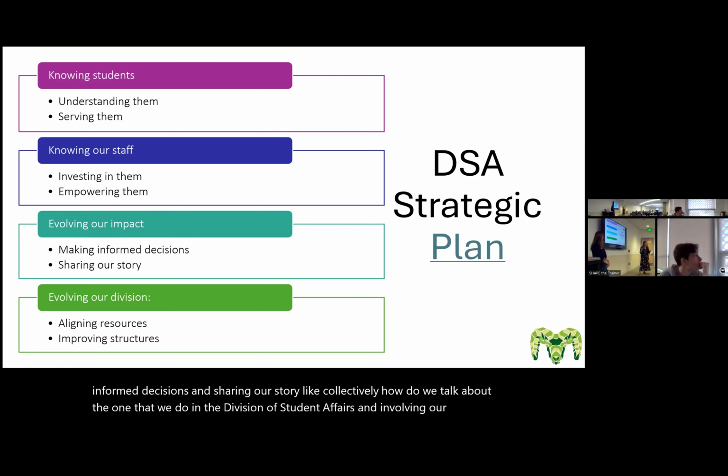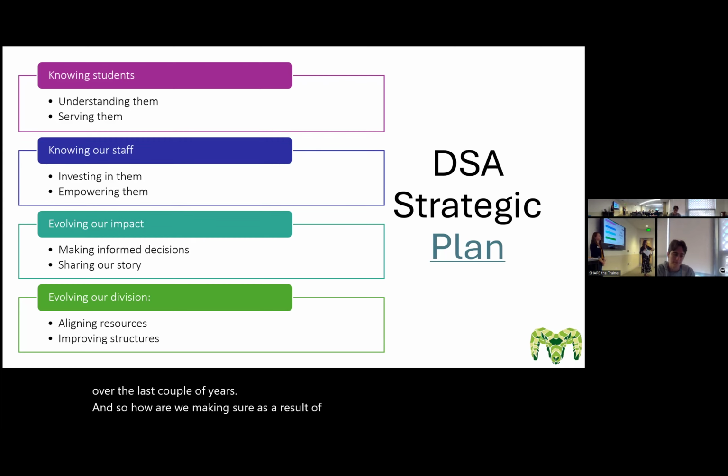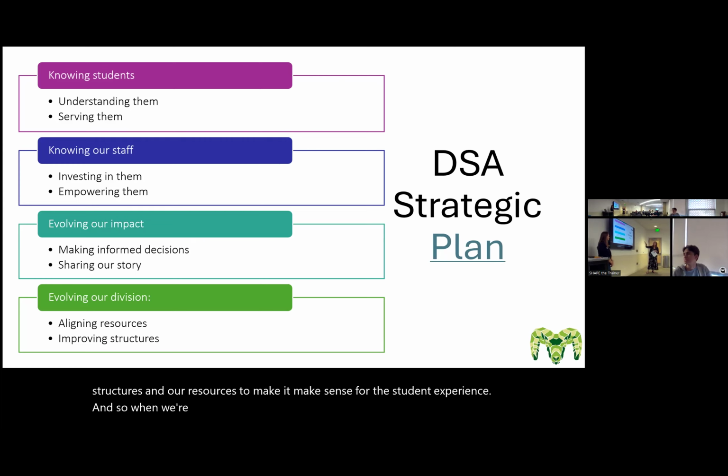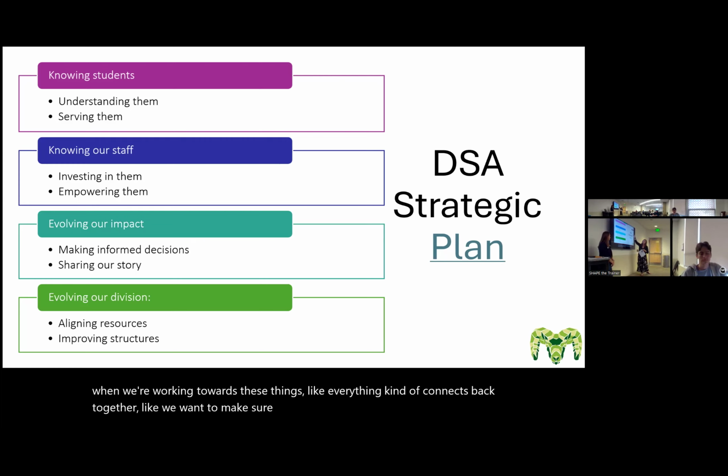Some things have happened, leadership changes, there's been all kinds of stuff over the last couple of years, and so how are we making sure, as a result of that, we're aligning our structures and our resources to make sense for the student experience. And so when we're working towards these things, everything kind of connects back together. We want to make sure we're aligning resources to be able to empower our staff and understand our students, right? They're all sort of interconnected points that are going to help us streamline some things as long as we assess it.